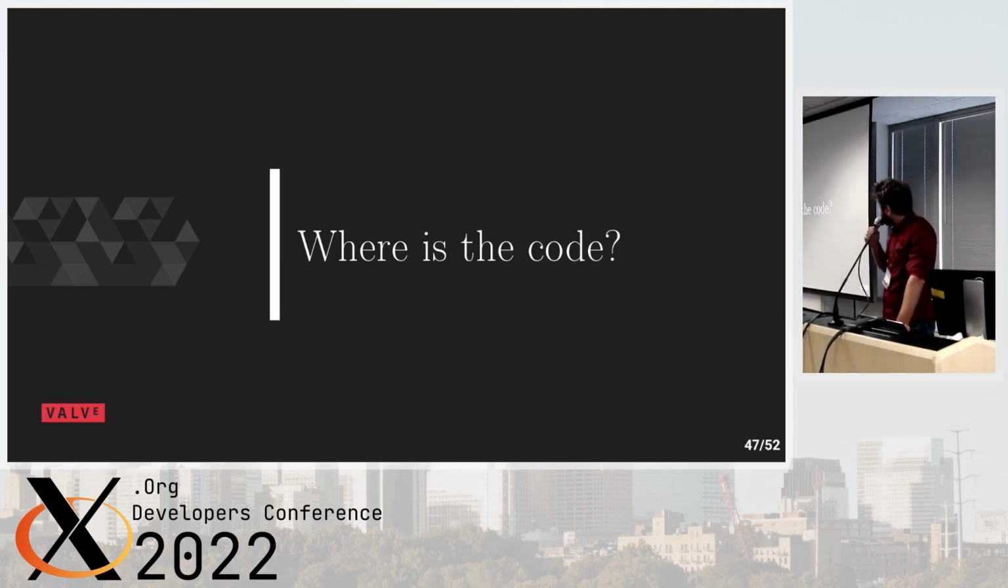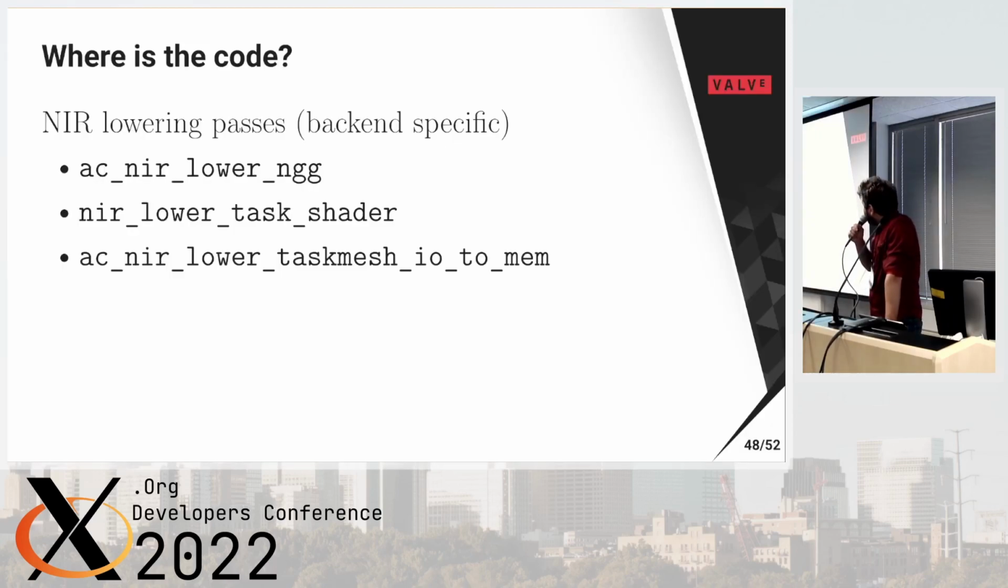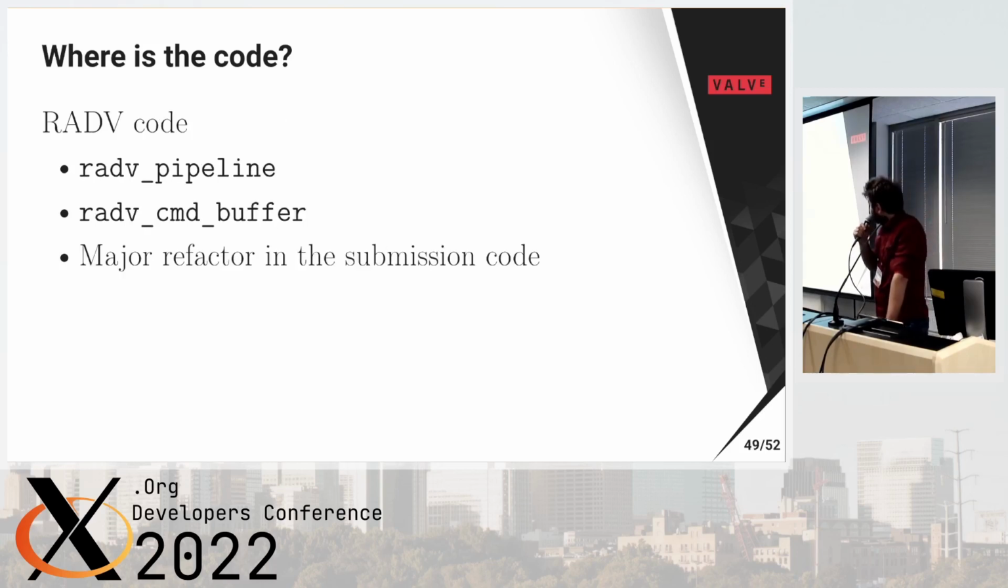So I talked about a lot of things, but where can you actually find the code in Mesa? So we have a lot of driver-specific NIR lowering passes. These days, our philosophy in RADV is that we don't implement I/O directly in the compiler, but instead we implement all of it in NIR lowerings. So we have a couple of these. And of course, there needed to be significant refactoring in RADV to handle these two submissions at the same time.